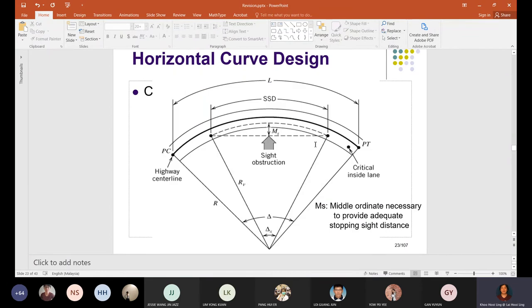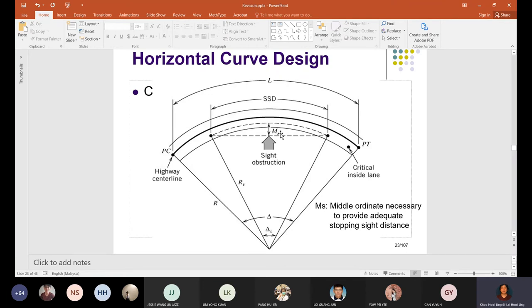Okay, next one is your horizontal curve. I think this is during the lecture as well as the tutorial. I have stressed it a lot that this MS is one very important factor that will govern the length of our curve and the radius of our curve, horizontal curve, to see whether it is sufficient to provide the SSD or not. I have stressed it many times because this MS, middle ordinate, is the distance that you need to clear, to ensure that this area does not have any obstacle, does not have a tree, a lamp post, or traffic signs, devices, so you don't have anything here to block the view of your driver.